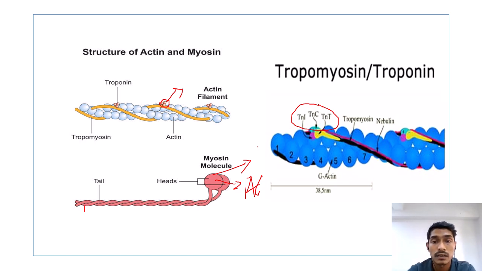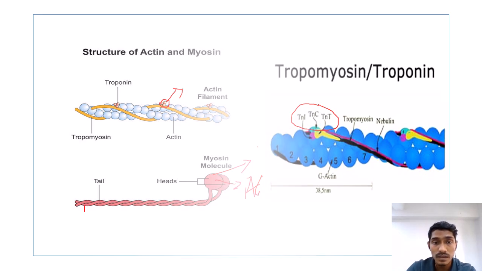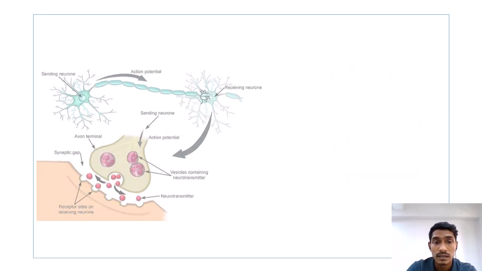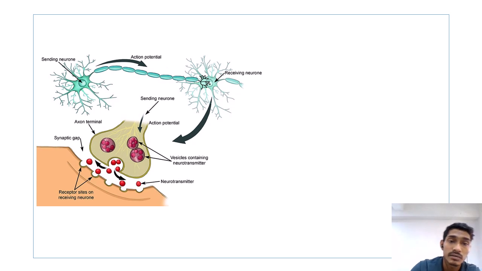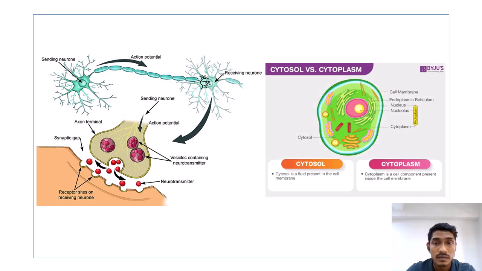Okay, I think this part is clear from your side. So now we are going to start the system that is called the TTBU system. What is this called? This is called a neuron. And this is the action terminal.